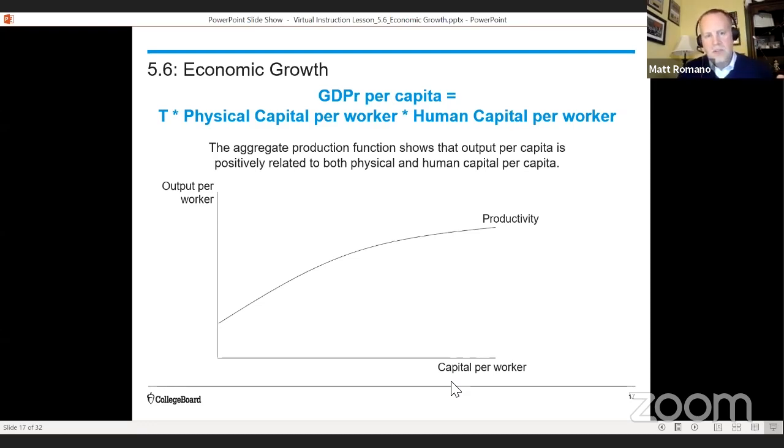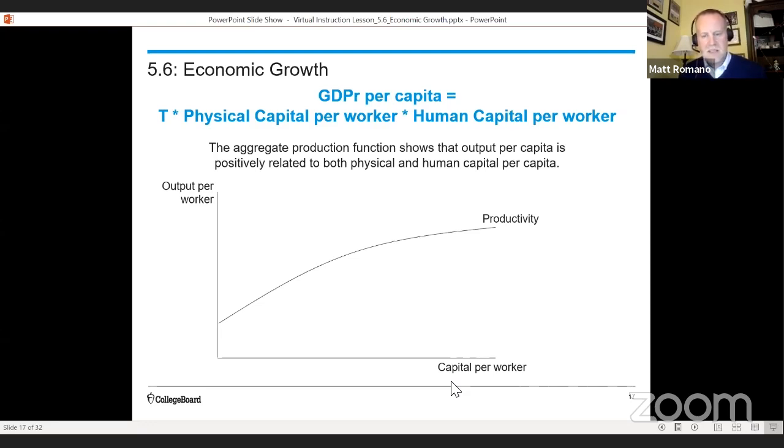If there's an increase in physical capital per worker, again, new machinery, better equipment to work with, that's going to increase output per worker, GDP per capita. If you have better education, better training, or even learning by doing over time, the gaining of experience, you're going to see development of human capital, which is also going to lead to increases in real GDP per capita. Again, that means the same thing as economic growth.